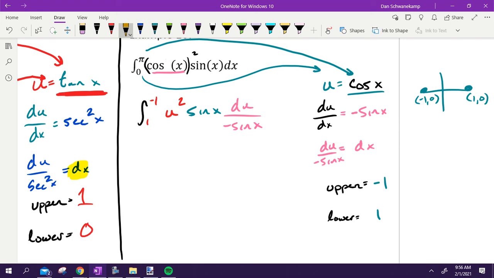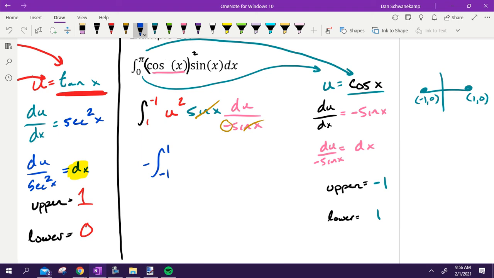Do my x's cancel? Yeah, that sine x and that sine x are going to cancel. Do I have any constants? That negative sign, that's just a constant. We could throw that out in front. What else do you notice about this problem as you set it up? Yeah, we don't like the bounds right now. My smaller bound is on top. I don't like that. So I can flip my bounds and make it -1 to 1.